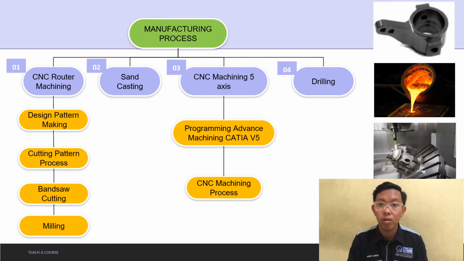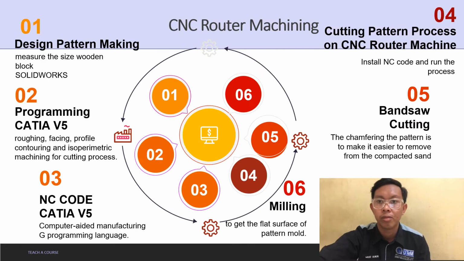So the CNC rotor machine. For the first one, we have done the design of the pattern making, and then in the next process we do the pattern cutting machining process, and then we cut the wooden block, and then we proceed to the milling process for the pattern making.